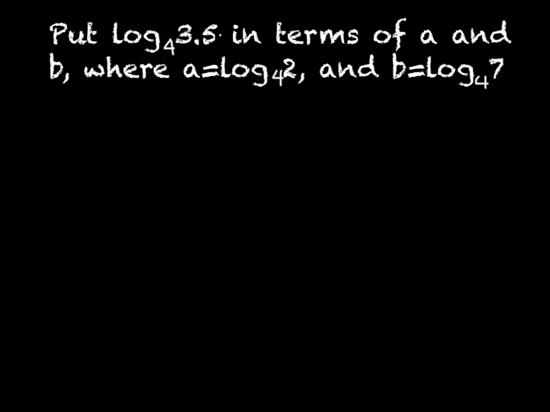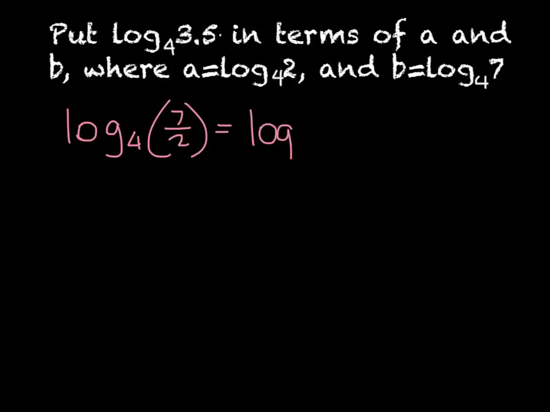Put log base 4 of 3.5 in terms of a and b, where a equals log base 4 of 2 and b equals log base 4 of 7. So we can write 3.5 as 7 over 2. And now we can use our quotient property of logarithms: log base 4 of 7 minus log base 4 of 2. And now we can just plug in the variables that we were given, so b minus a.